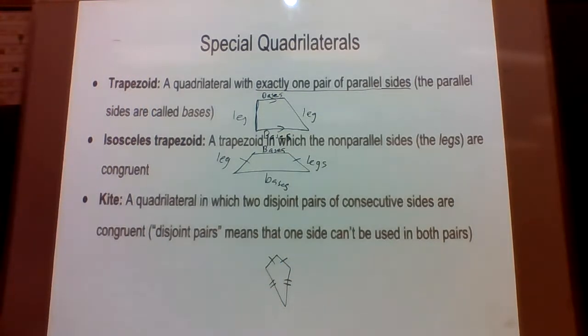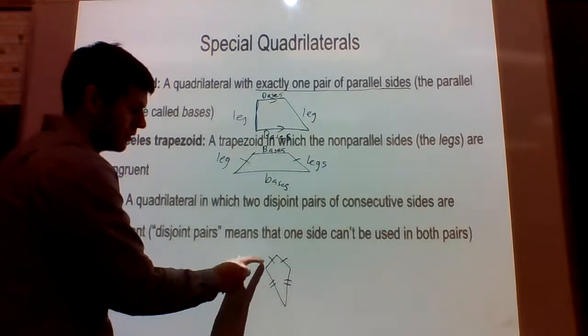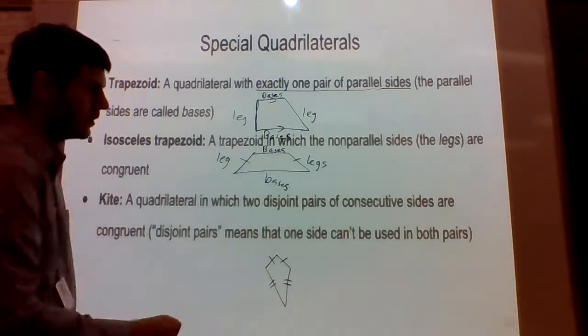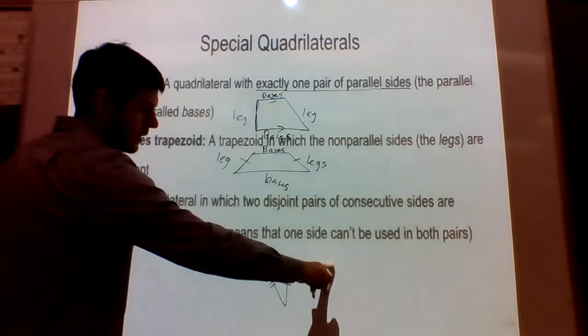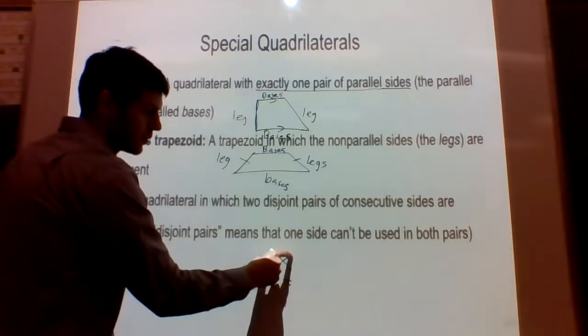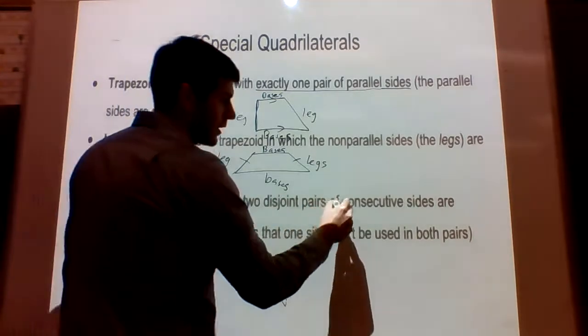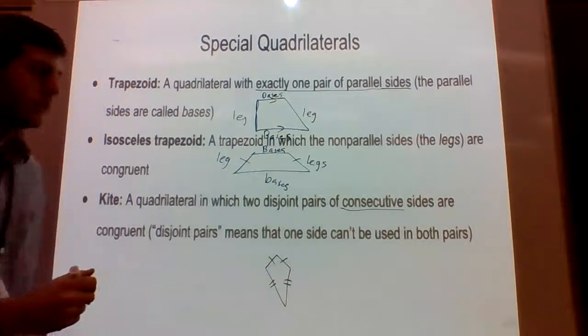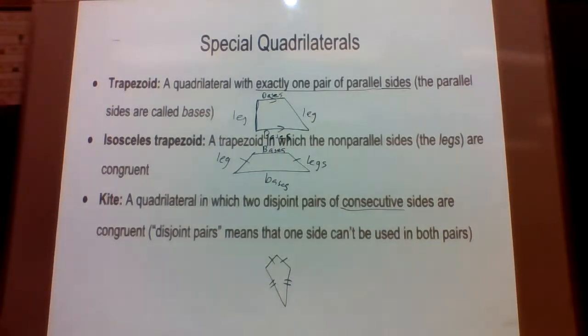Right? There's joint, like joint. They're joined together. Right? So join. We join the sides together. Disjoint means you can't join the sides. So you have to just go with the consecutive sides. Consecutive means right next to, like 4 and 5 are consecutive numbers.